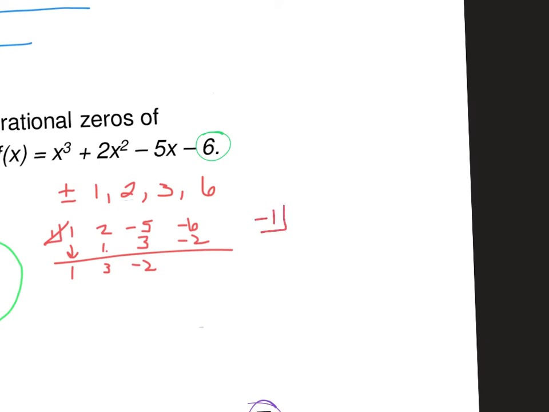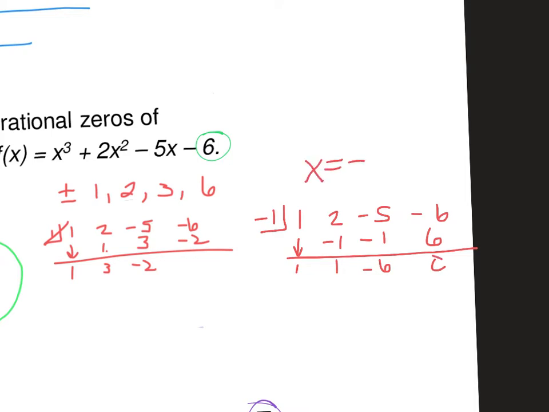So I have -1. Again, my coefficients are 1, 2, -5, and -6. Bring down the 1. Multiply to the corner. 1 times -1, -1, good. 2 and -1 gives me 1. 1 times -1 is -1. -5 and -1 is -6. -6 times -1 is +6. What happened? We get 0. Good. So I know that one of my x's is x equals -1.